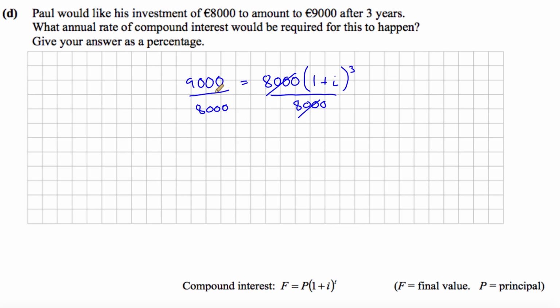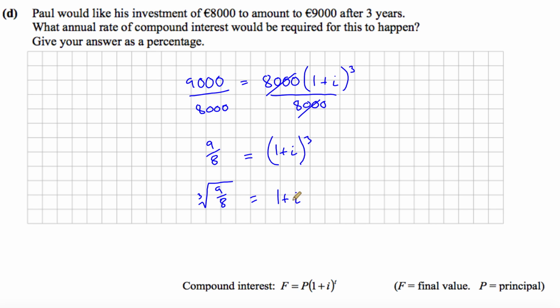The 8 grand cancel here, and the zeros cancel, so we're left with 9 over 8. That fraction simplifies to 9 over 8. So 9 over 8 is equal to (1 + i) to the power of 3. Okay, so we want to get rid of this cube, so we're going to cube root both sides. So we can say the cube root of 9 over 8 is equal to 1 plus i.